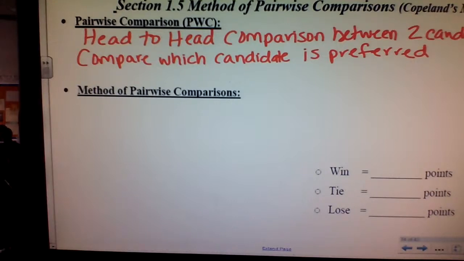Did anyone win everything that they played? Yes. Raul won everything. He's also considered, and we'll talk about it, the Condorcet candidate.